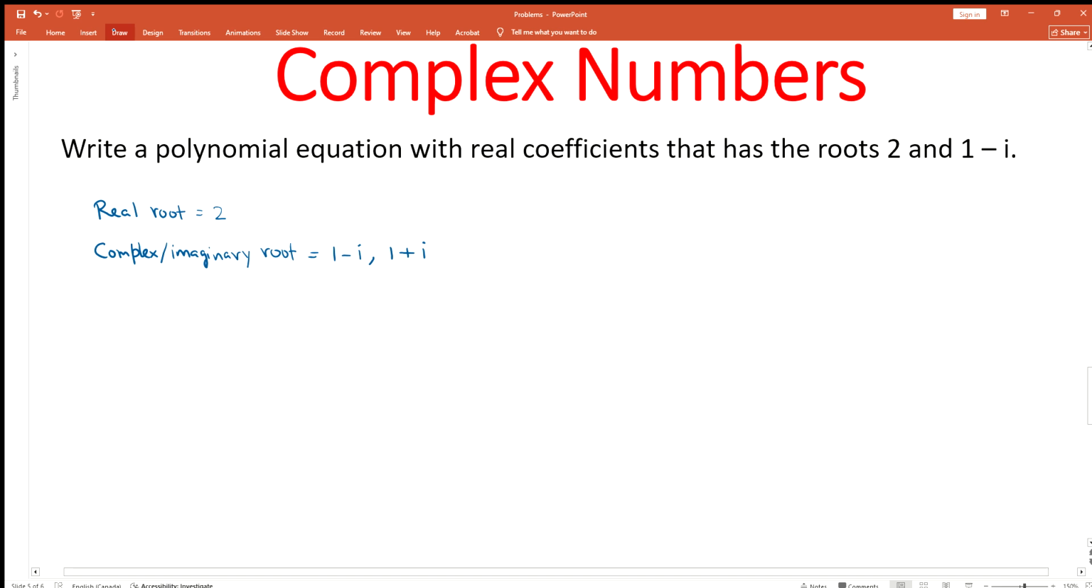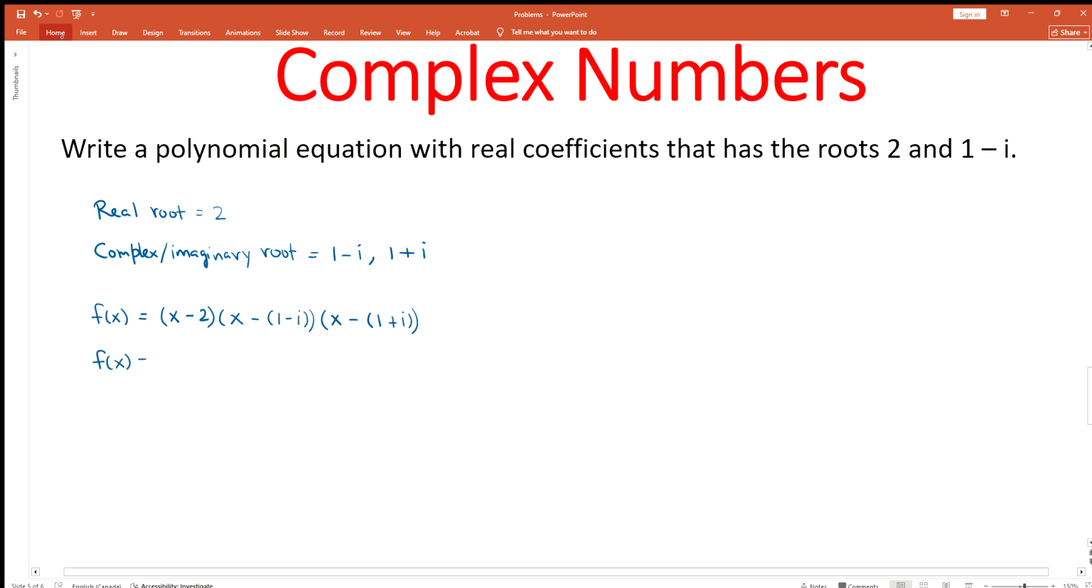We can start by writing the equation in factored form. Let's assume the polynomial can be represented by f(x). So the equation in factored form is (x minus 2), that's from the given real root, times (x minus (1 minus i)), that's the given complex root, times (x minus (1 plus i)), that's the conjugate complex root we found. This is the equation of the polynomial in factored form. We can simplify this equation.